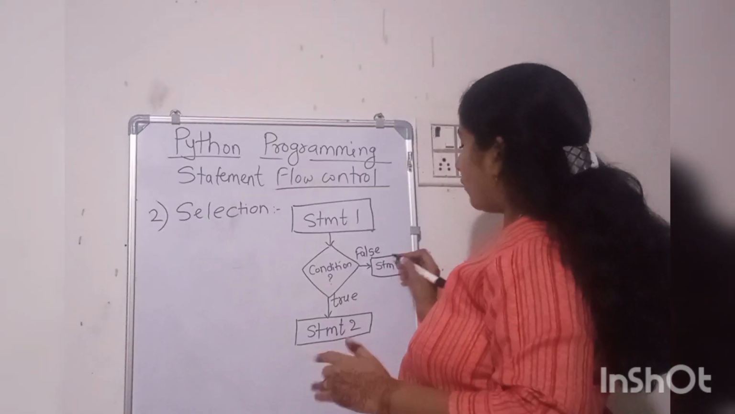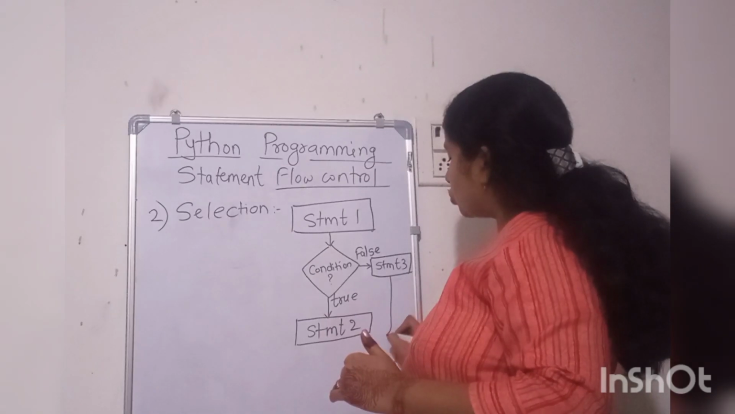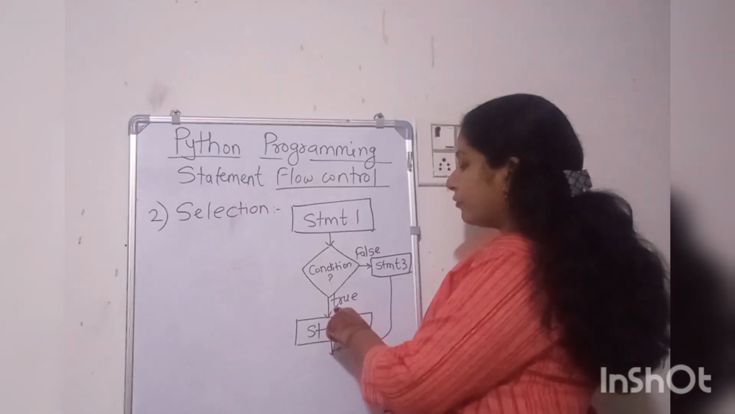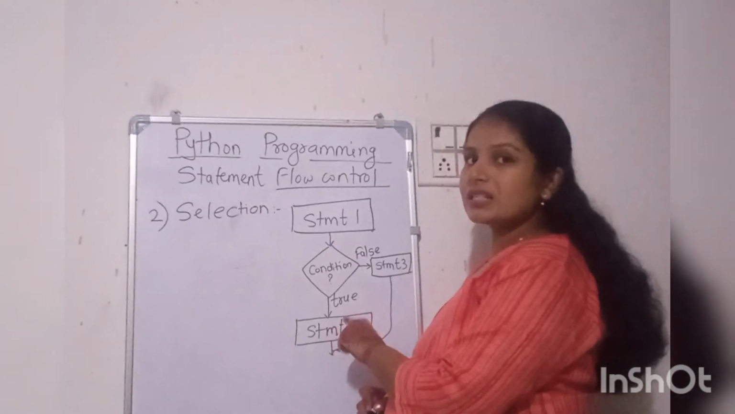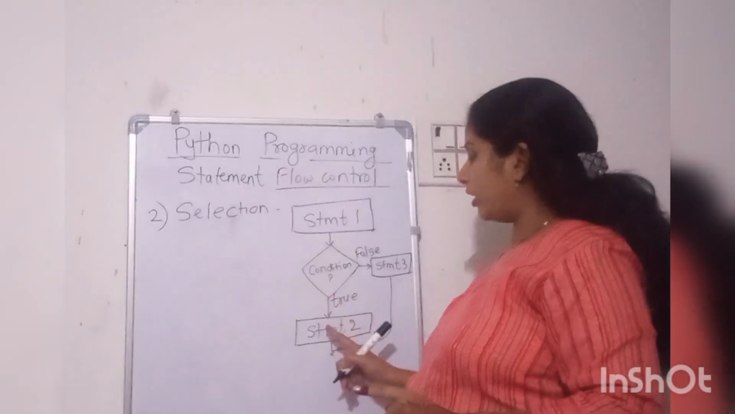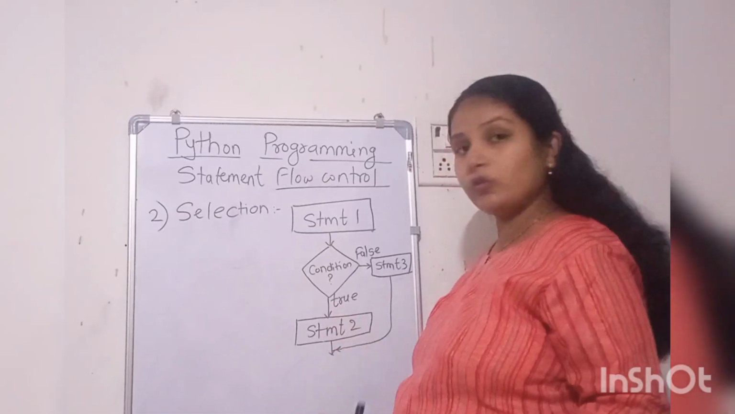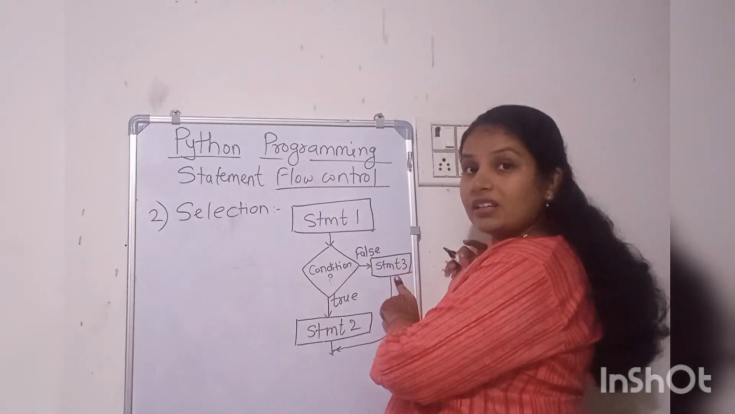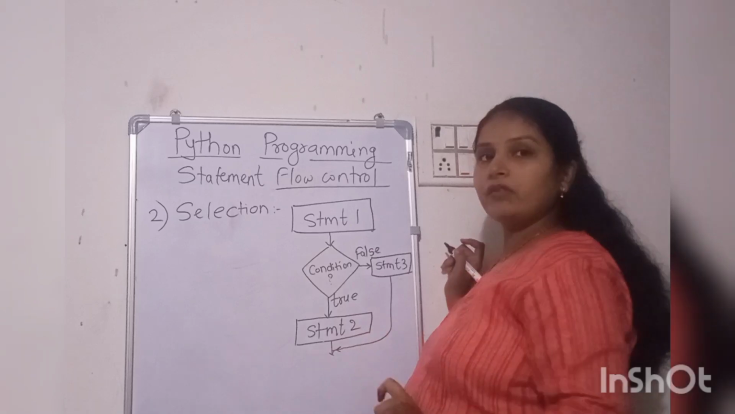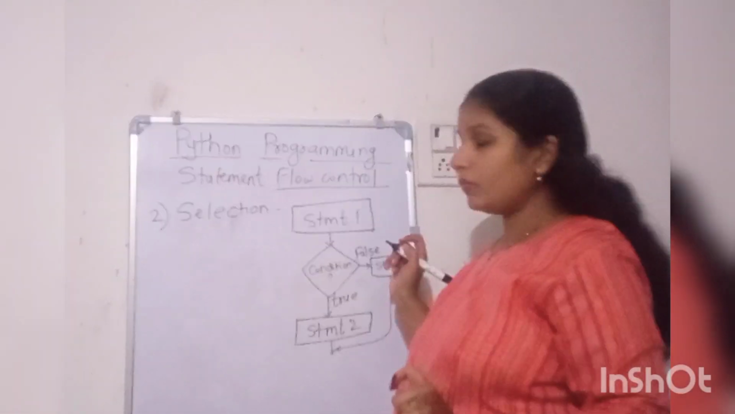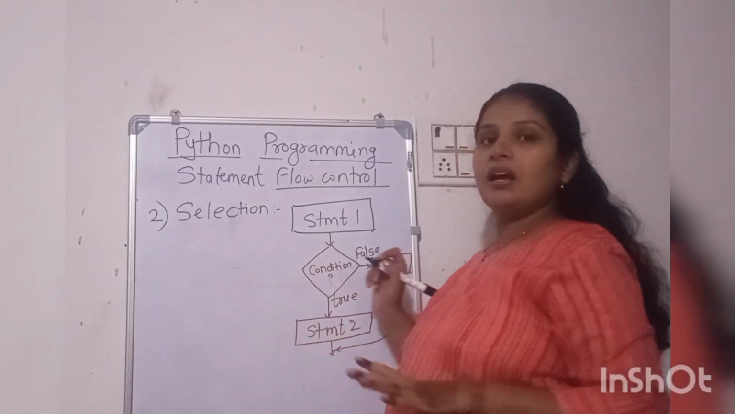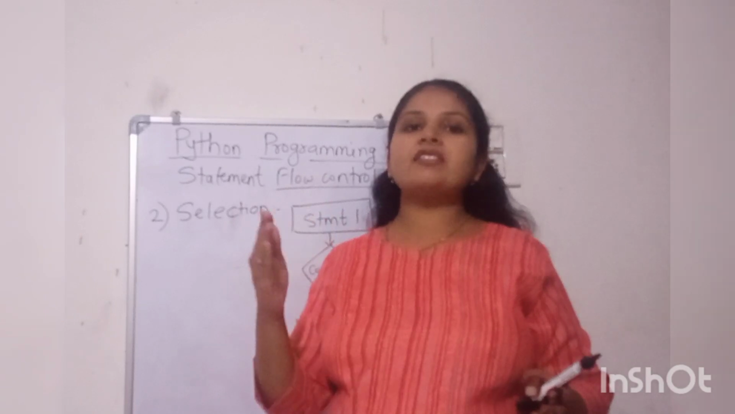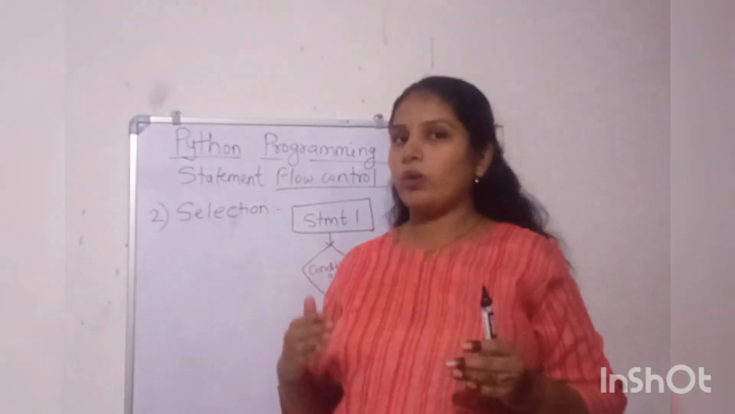After statement number 3, your statement flow control will continue after statement 2, not before it, because this is a part of your selection. If the condition is true, then statement 2 will be executed and then you will move forward. If the condition is false, then you execute statement 3 and then you move forward to the main program. So this is the selection statement. The example of the selection statement is the if-else part, which we are going to see one by one.